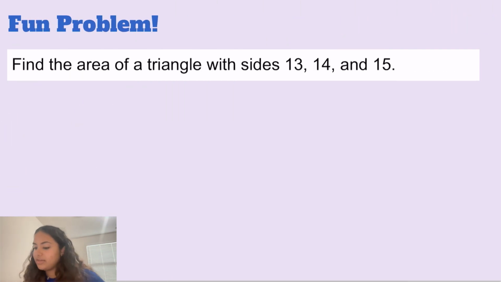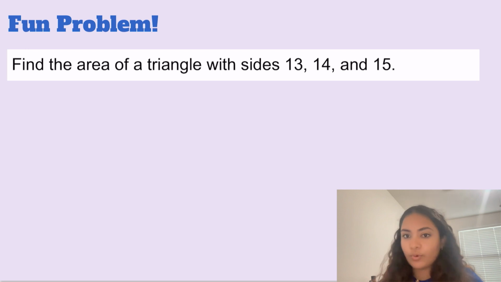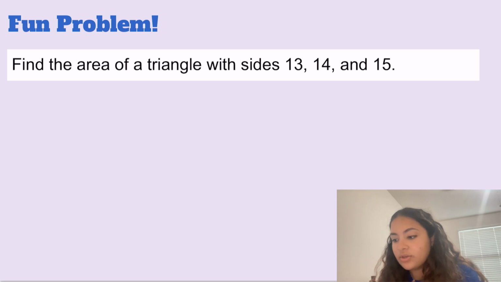Okay, the next question is, find the area of a triangle with sides 13, 14, and 15. When a lot of people see this question, their initial instinct is to say that the area is 13 times 14 divided by 2, which is 91. But the reason that's not the right answer is because this triangle is not a right triangle, because we can see that 13 squared plus 14 squared does not equal 15 squared.